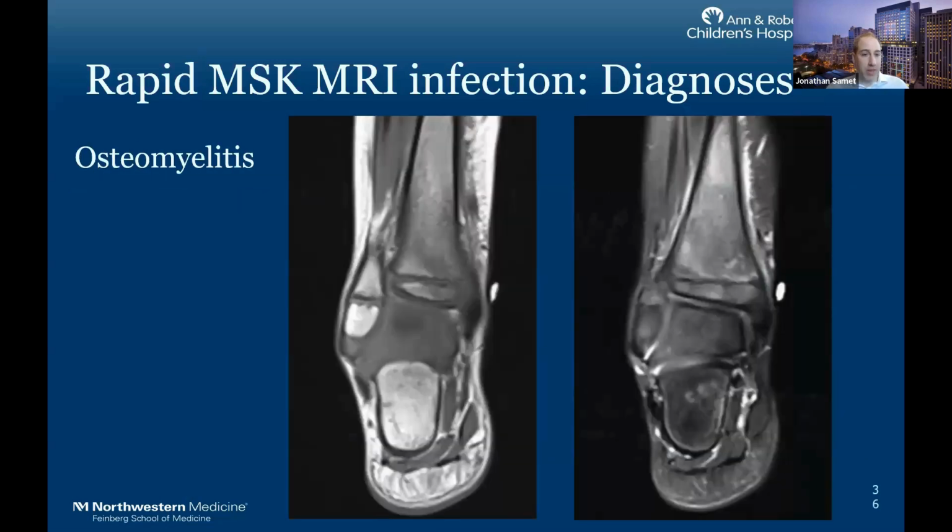Here's osteomyelitis without contrast. You see dark on T1, bright on T2. If they have a history of concern for infection, we're going to say this is osteomyelitis. Didn't need contrast, right?